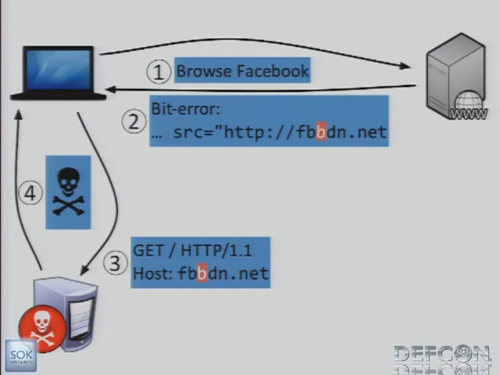As an overview, you're browsing Facebook. A bit error happens somewhere in the content, either on the cache or maybe somewhere in your memory or maybe when you're parsing HTML. And crucially, when you make the HTTP request, your host header has the BitSquat domain and not the original domain. So, what's the actual breakdown of these that we see?